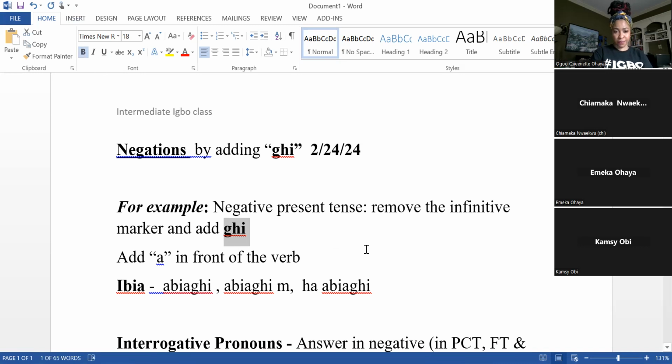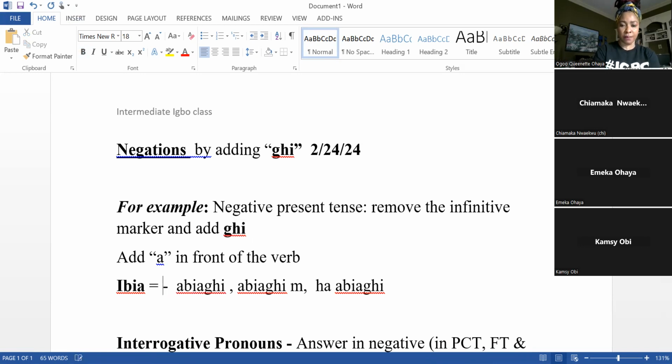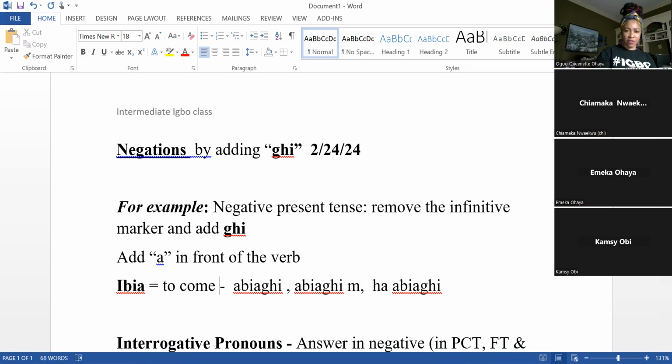And we're going to do some today. When I call your name, I want you to put it the right way. So you add a in front of the verb. Meaning if you're going to say abia means to come. Abia means to come. Okay? So to come now, if you're going to do that, when you say abia, you can say abiarem. So you added this GHI there.